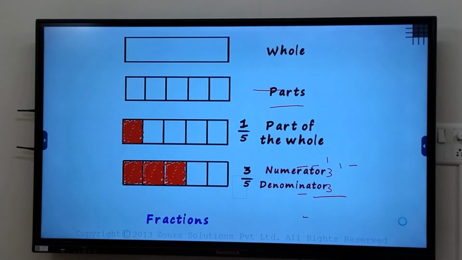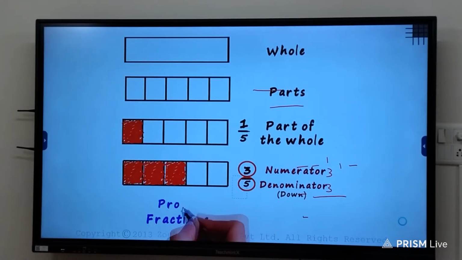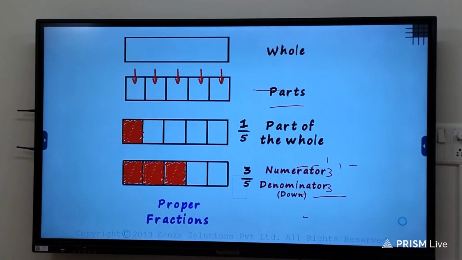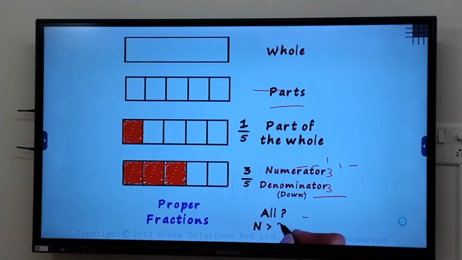A good way to remember this is whatever is down is the denominator, D and D. And these kind of fractions in which the numerator is less than the denominator are called proper fractions. What if all the parts are colored? Will it be a proper fraction? Can the numerator be more than the denominator? We will answer all these questions in the next video.